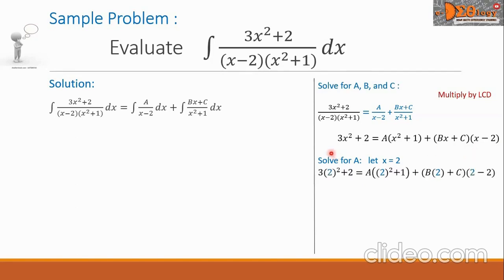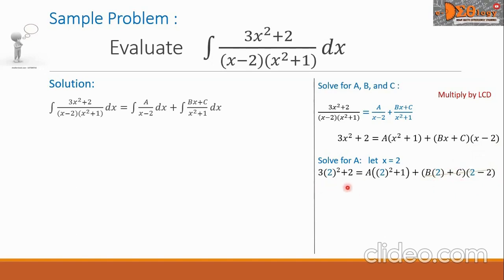By doing so, we have now 3 times 2 squared plus 2 equals A times the quantity 2 squared plus 1 plus the Bx plus C becomes B times 2 plus C, and the x minus 2 becomes 2 minus 2. This 2 minus 2 will give us 0, and this 0 when multiplied by 2B plus C will cancel this 2B plus C.